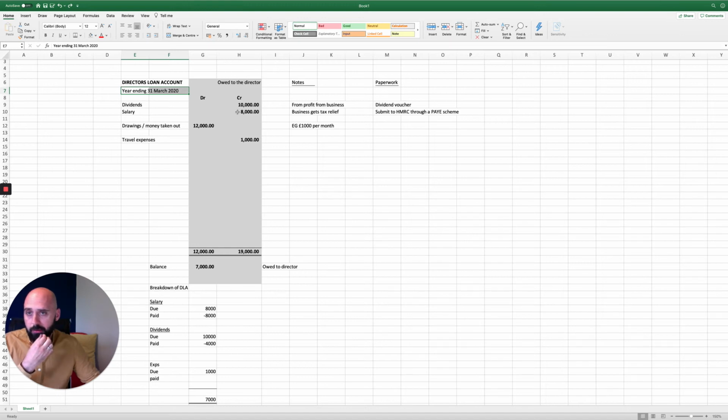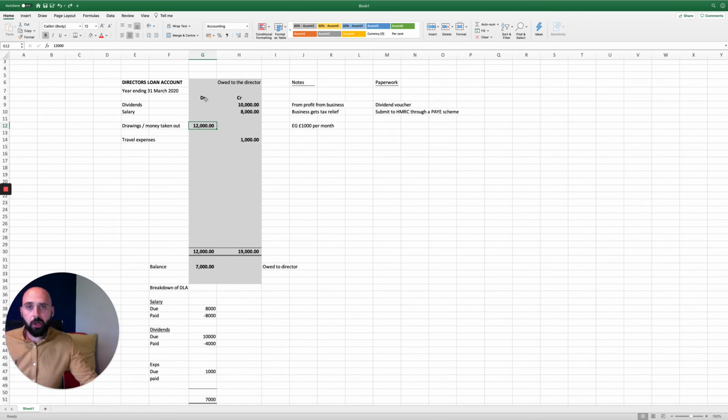But let's say on your tax return, we declare £10,000 as a dividend and £8,000 as a salary. So on your personal tax return, it would show you've earned £18,000, even though you've only taken out £12,000. What that means is next year, the £7,000, you're entitled to take from your business completely tax-free because you've already accounted for it on your tax return, you've just not taken out the cash. I hope that is useful and that explains the principle.